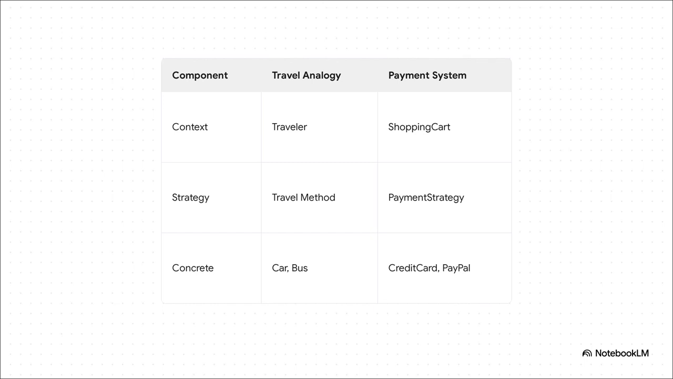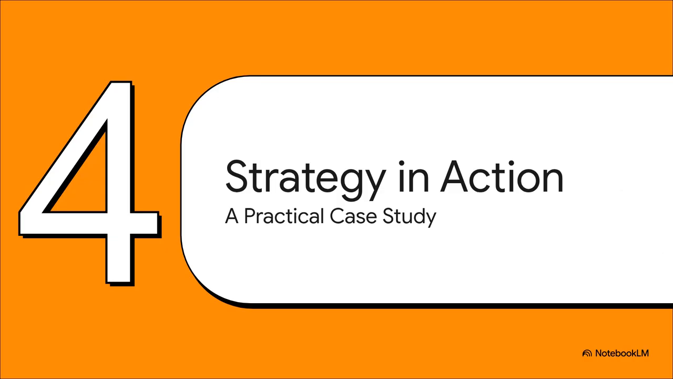The traveler, that's you, is the context, just like the shopping cart. The general idea of a travel method is our payment strategy interface. And then the specific choices, like driving a car or taking a bus, those are our concrete strategies, just like paying by credit card or paying with PayPal. It's the exact same structure. Okay, I think the analogy helps a lot.